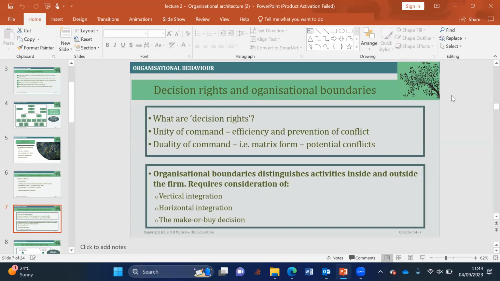Then decision rights and organizational boundaries. It's important to have organizational structure because it makes it clear what the decision rights are, who has the rights to make those decisions, and what the boundaries are. So when it comes to decision rights, there is unity of command and duality of command. Unity means it's clear and all the people who are in charge, who are managers, have the same values or norms or things that they want to happen. And duality of command means, for example, instead of having one manager, you have two. Now that might make things a bit complicated. Let's have a look at the next slides.